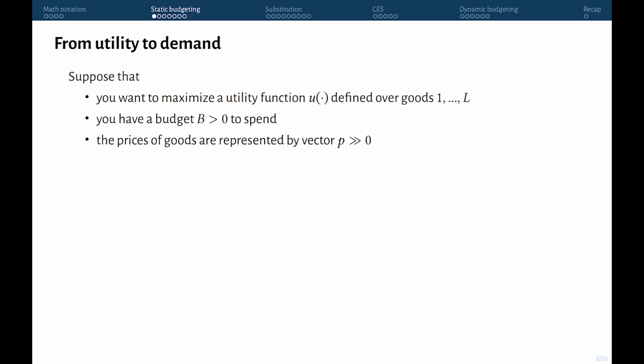So let's say that's what we're doing. Suppose you want to maximize a utility function defined over someone's consumption of L goods. And you have a budget B to spend. B is positive. And the prices of the goods are positive as well.